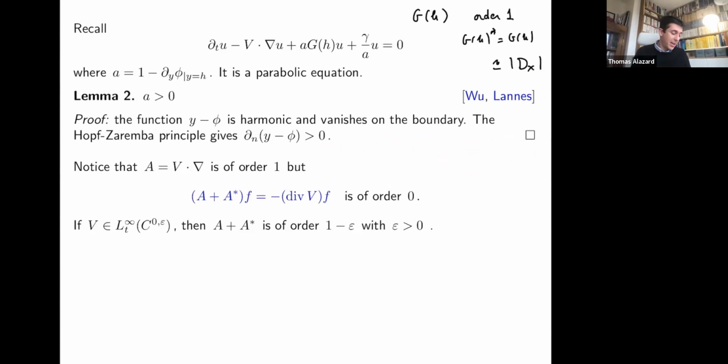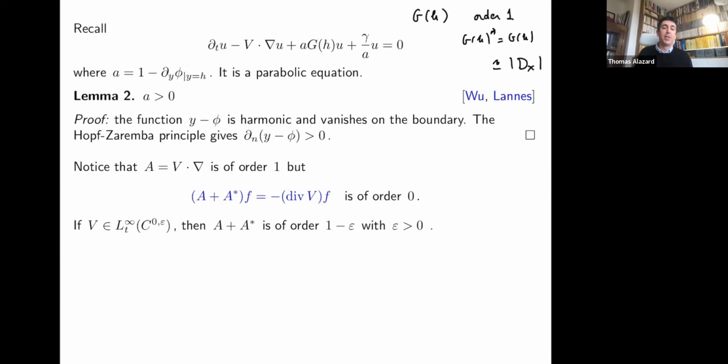Now we have an evolution equation with two terms of order 1, this one and this one. But for the purpose of proving an energy estimate, this one does not contribute like an operator of order 1. It's rather vague, but it can be clarified by saying that this operator, capital A, which is V dot gradient, is of order 1, but its real part is morally of order 0. More precisely, you can compute that A plus A star acting on some function f is of course equal to minus the divergence of capital V multiplied by f.